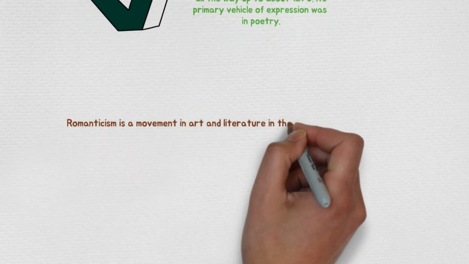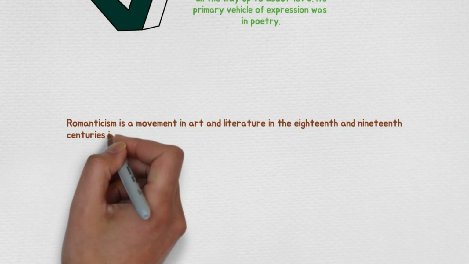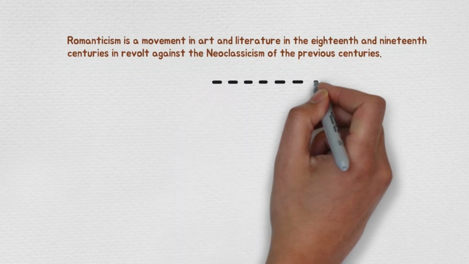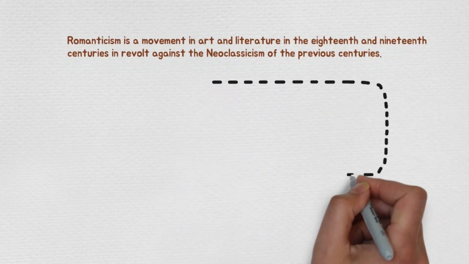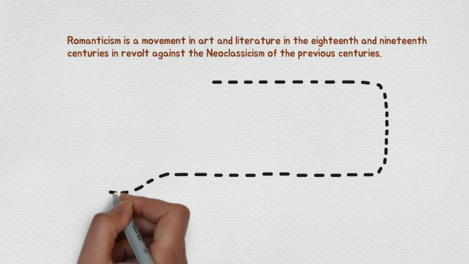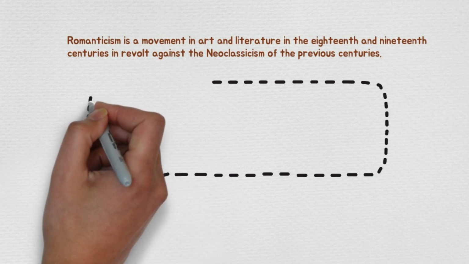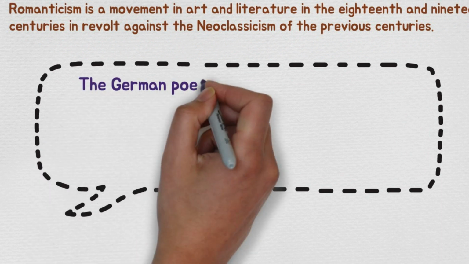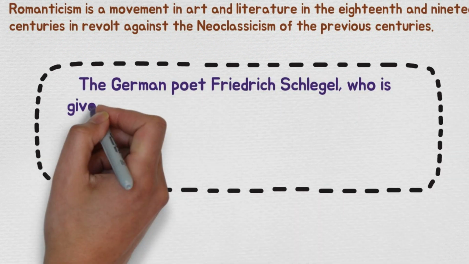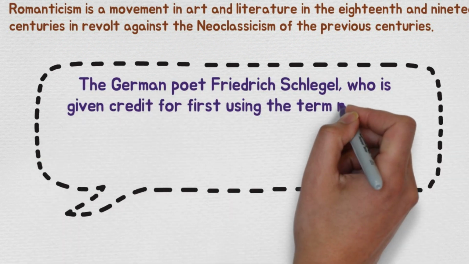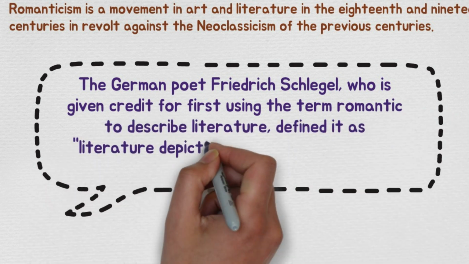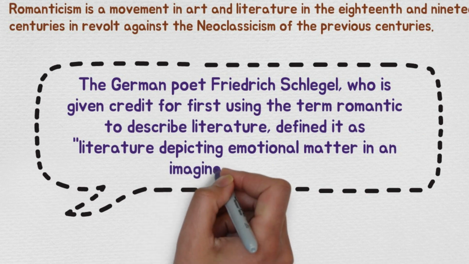Romanticism is a movement in art and literature in the 18th and 19th centuries in revolt against the neoclassicism of the previous centuries. Poet Friedrich Schlegel, who is given credit for first choosing the term romantic to describe literature, defined it as literature depicting emotional matter in an imaginative form.